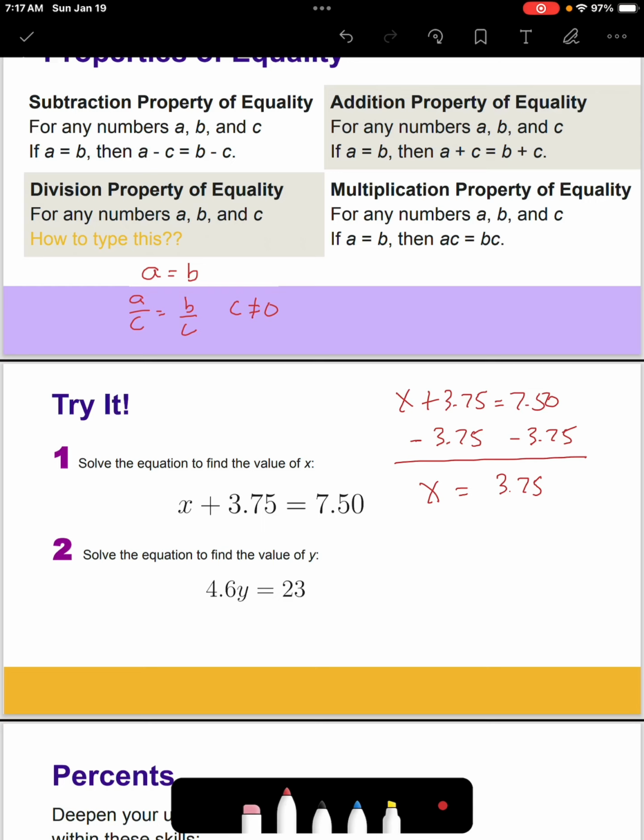The next one, let's say I have 4.6y equals 23. I can apply the division property, divide both sides by 4.6. So y would equal 23 divided by 4.6. That equals 5. Okay, so I think we're going to stop right there, and then we will pick up the rest of this in another video.